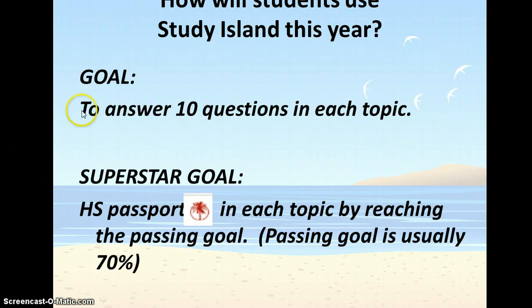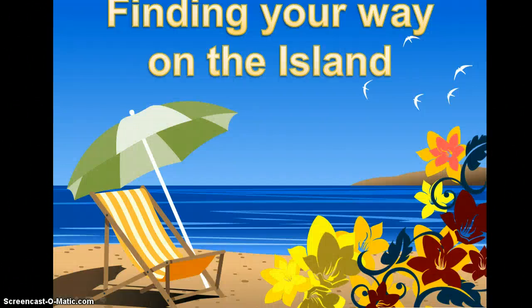So your goal is to answer 10 questions in each topic, and then if you answer them correctly, you're going to get this little red palm tree. That's your ticket. If you get the red palm tree, it means you're done. You get full points for the assignment, and you don't have to do anything more.